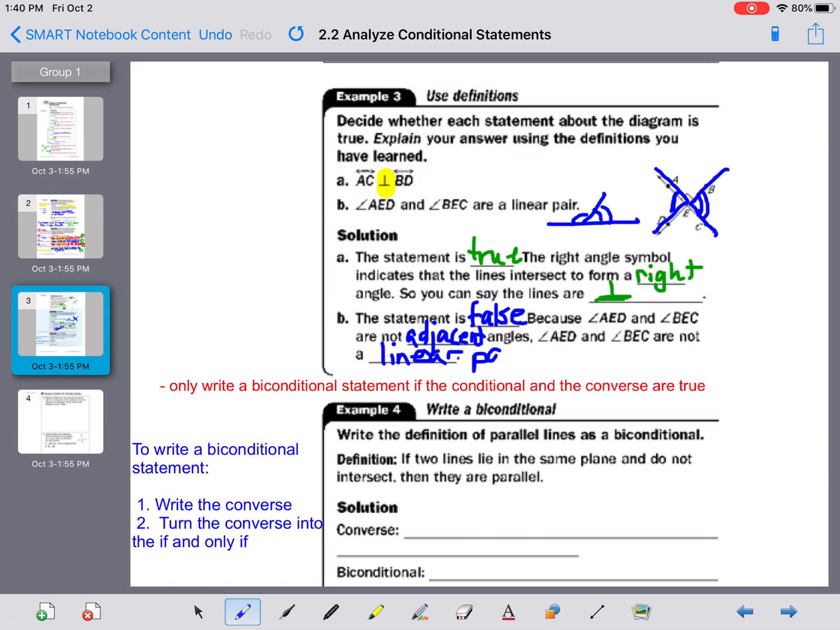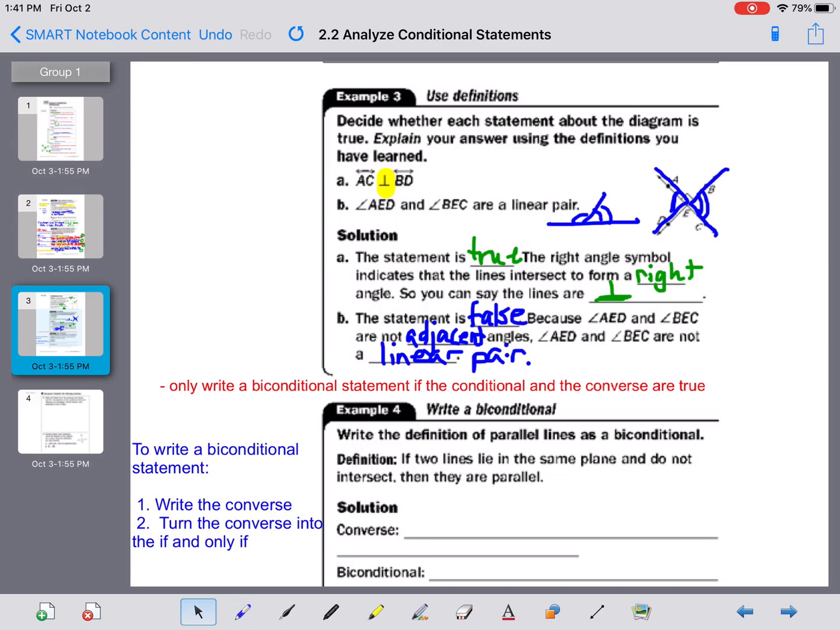Okay? And you're going to have some in your homework where you're going through and you're saying, does this picture or does how things are marked, do they fit that definition? And basically step back and say, what was the definition? You might need to flip back in your notes to check one and say, does this picture match that definition?